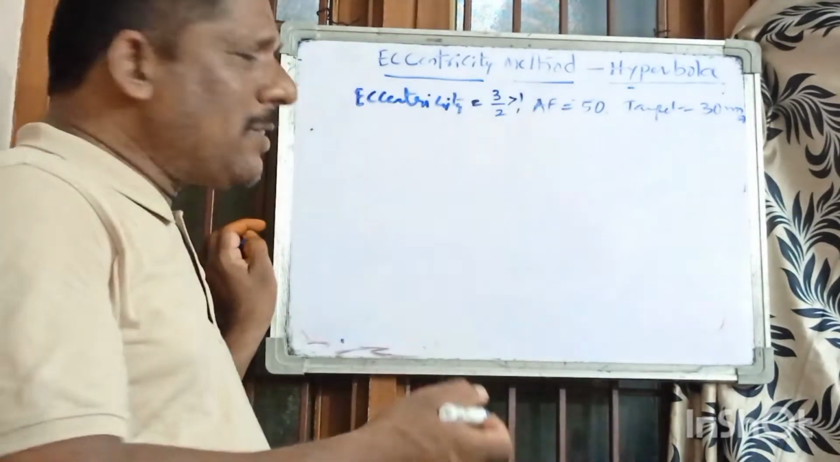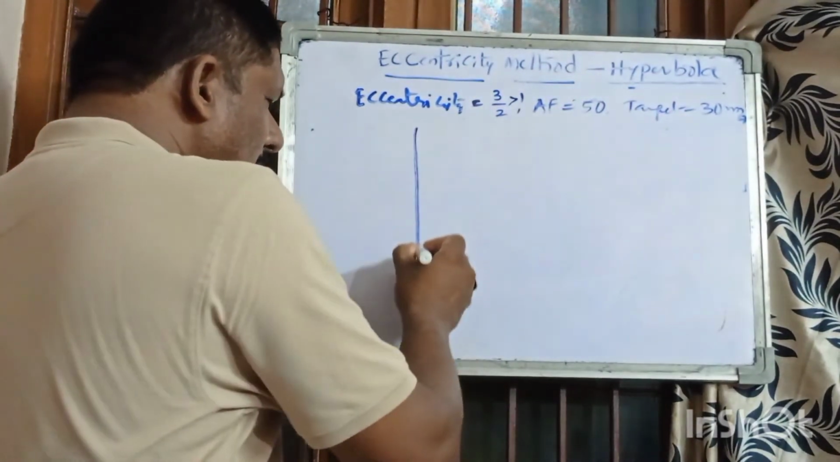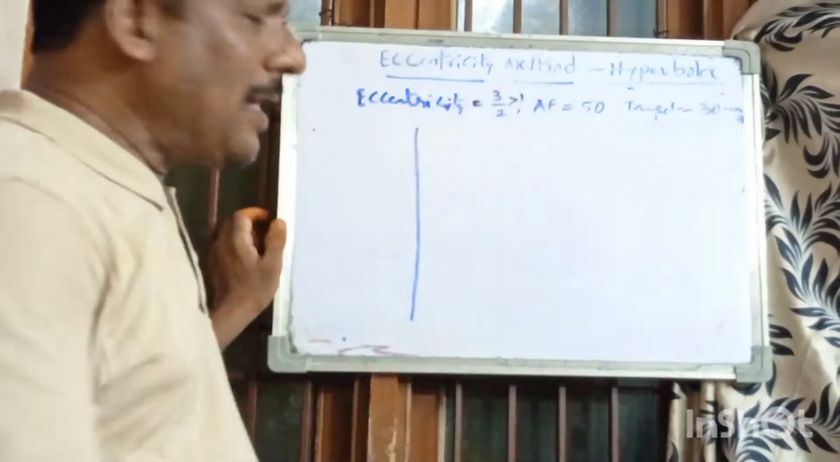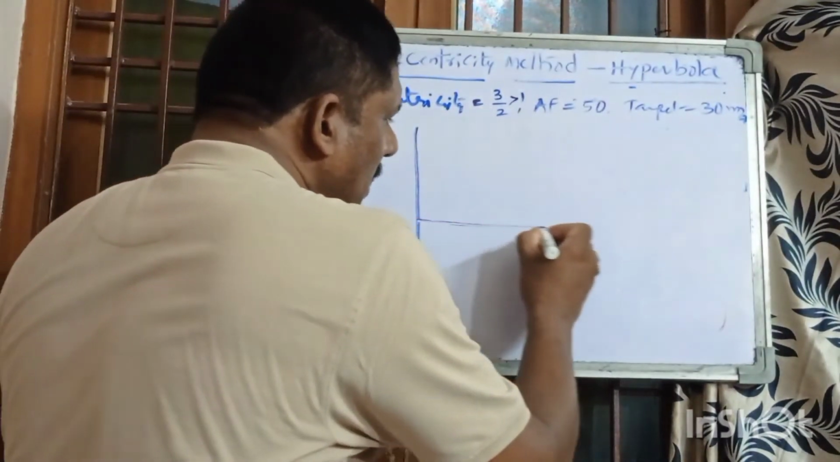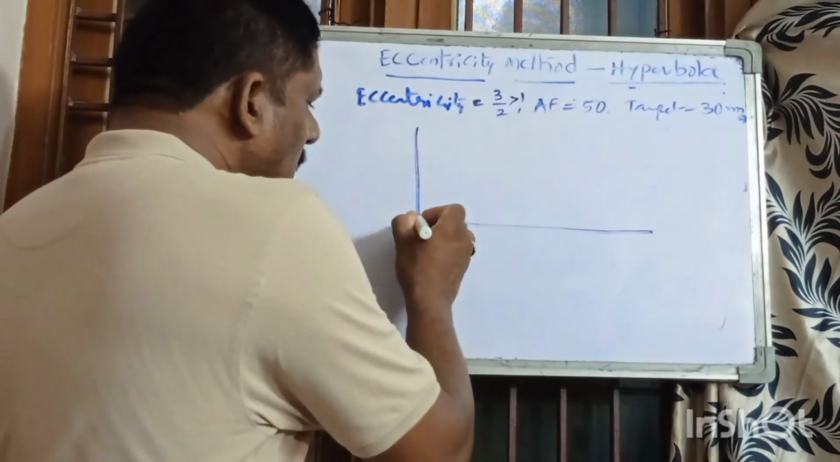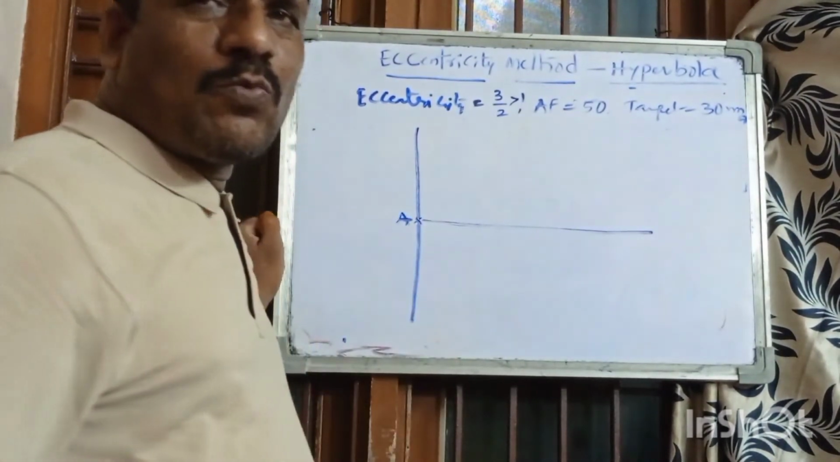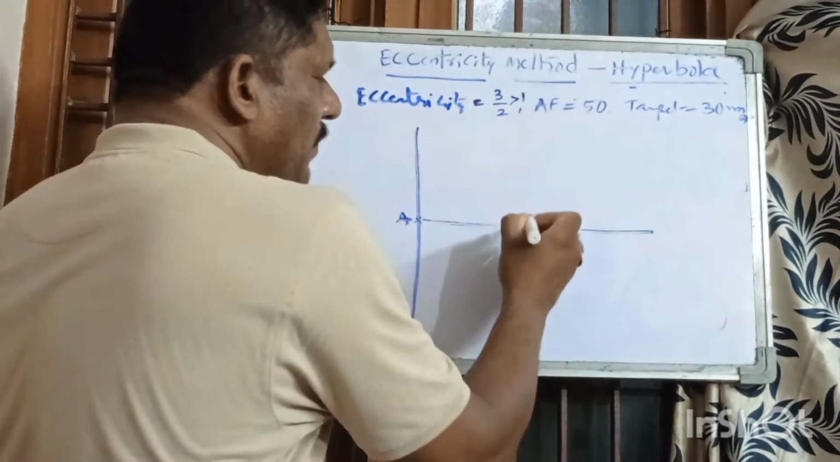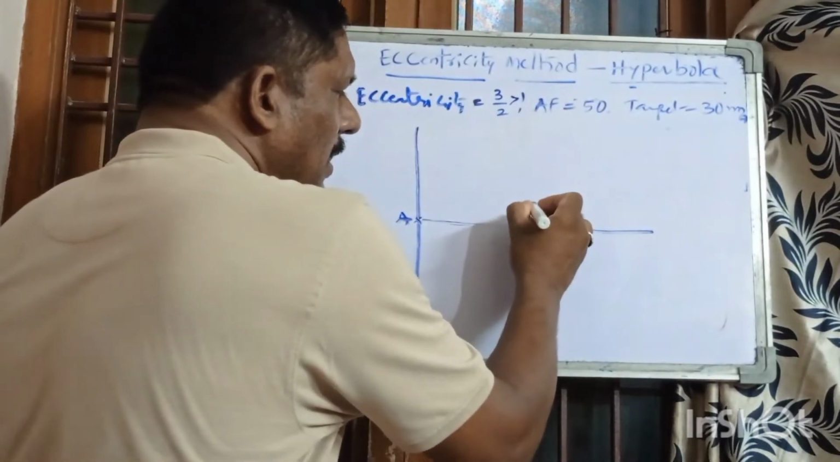So here also the same method. So first draw the vertical line. It is the directrix line, and draw the horizontal line, it is the axis line, and the starting point is A, we know already, it is the directrix point. So A to F is given 50 mm, so I am marking F here.